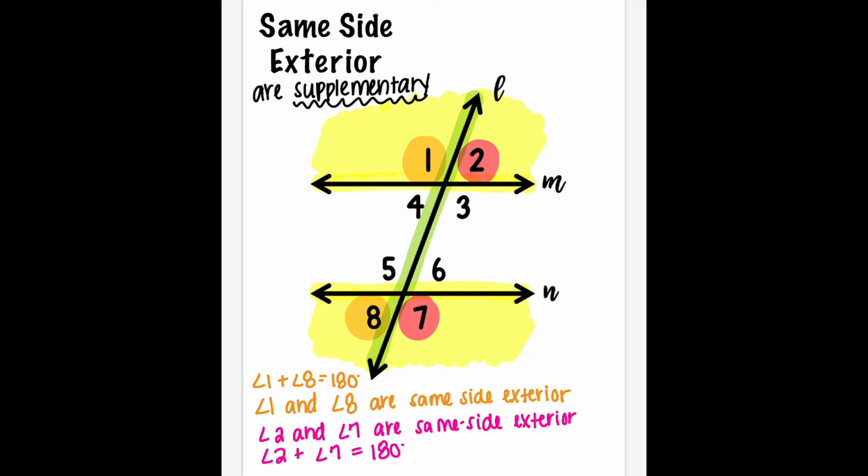So let's think about it. We just said that angles 2 and 6 are congruent, right? So if this is basically just angle 2, because they have the same measure, then angle 2 and 7 form a linear pair, right? These form a straight line. So 2 and 7 form a 180-degree angle, which means that they are supplementary. So all of these same side exterior angles are supplementary.